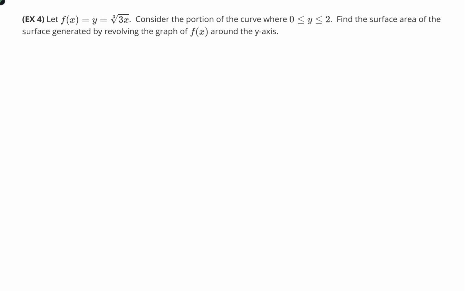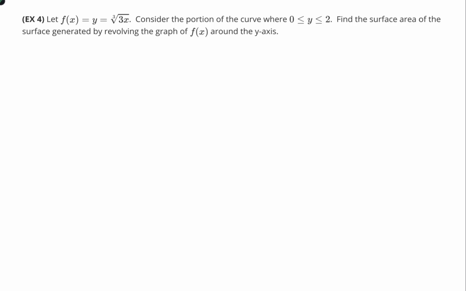Let f of x equal y, which is the cube root of 3x. Now, the funny notation there is really just emphasizing that f of x defines the variable y and is equal to this function. So just for emphasis, I'll explain in a bit why I've done that. Consider the portion of the curve where y is between 0 and 2. Find the surface area of the surface generated by revolving the graph of f of x around the y-axis.